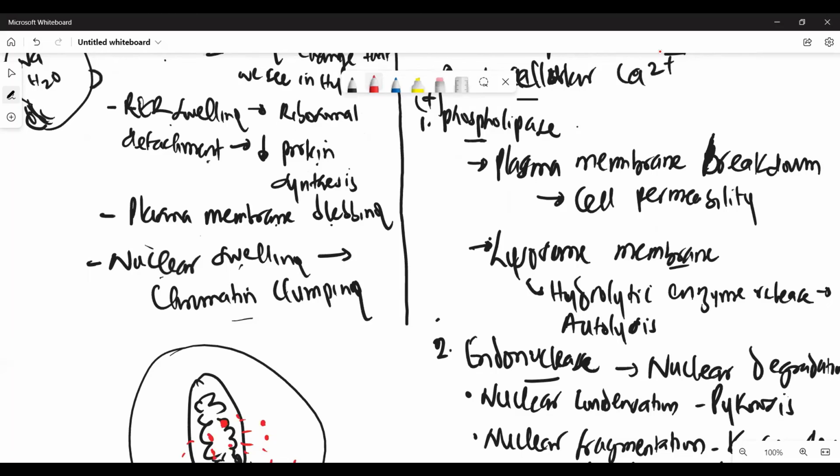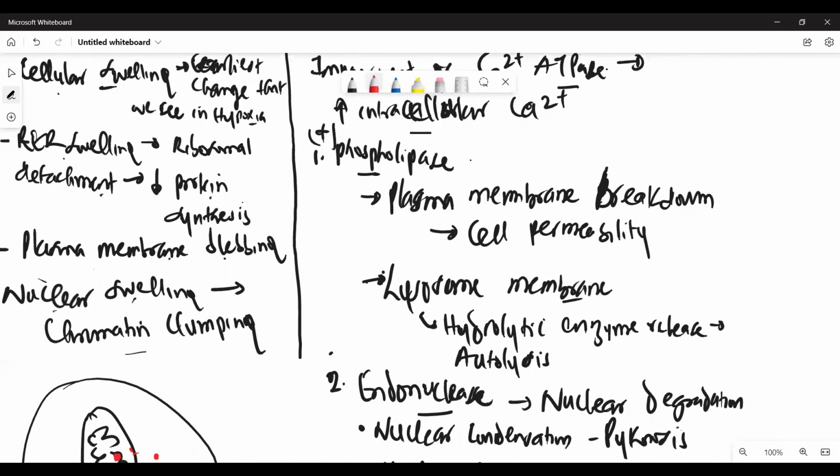So we have rough endoplasmic reticulum swelling, and that will lead to detachment of the ribosomes, and that can lead to decreased protein synthesis. We have plasma membrane blebbing and nuclear swelling, which can lead to chromatin clumping, right? So those are the reversible changes.